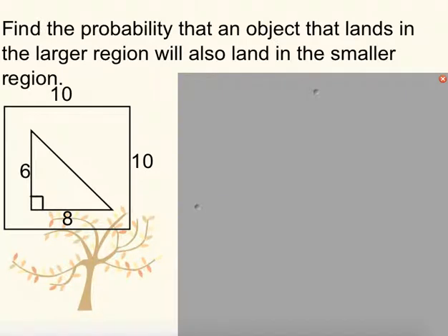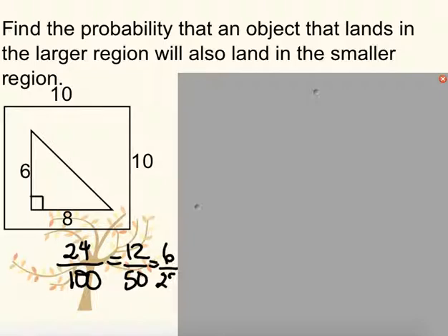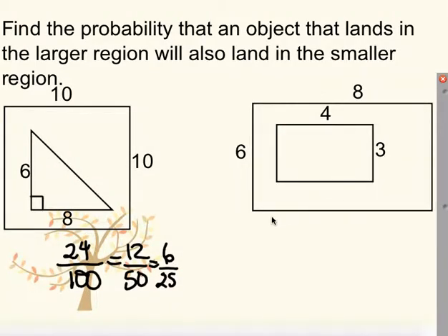Another one: the probability that the object lands in the larger region. If it lands in the larger region, will it also land in the smaller region? So I want the area of the triangle over the area of the square. The area of the triangle, I do base times height divided by 2. So 48 divided by 2 is 24. And the area of the square is 100. So I can say this is 24/100ths, or even simpler, 6/25ths. I have a probability of 6/25ths of getting in the triangle. Okay, let's try this other one.